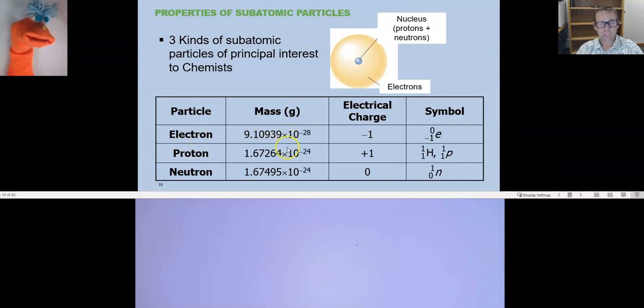Okay, so which one of these numbers is smaller, the minus 28 or the minus 24? The minus 28. That's right, the minus 28 is smaller. So protons are larger than electrons, as neutrons are larger than electrons as well. How many times larger, can you tell? I guess I could put it in my calculator. Do you know how to put those numbers into your calculator? I think I do.